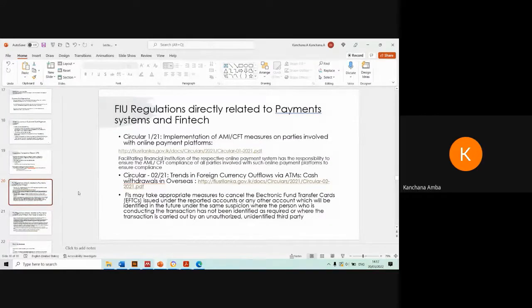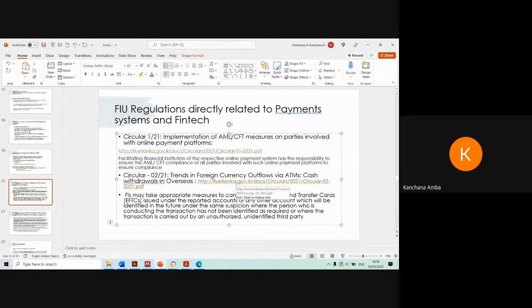So there are FIU regulations that have recently been made relating to payment systems and fintechs, right? We have one that was released in 2021, which is the implementation of AML safety measures on parties involved in online payment platforms. Now, in that circular, what they have identified is the customers and merchants, because everyone can connect remotely. So these are the risks that come, right?